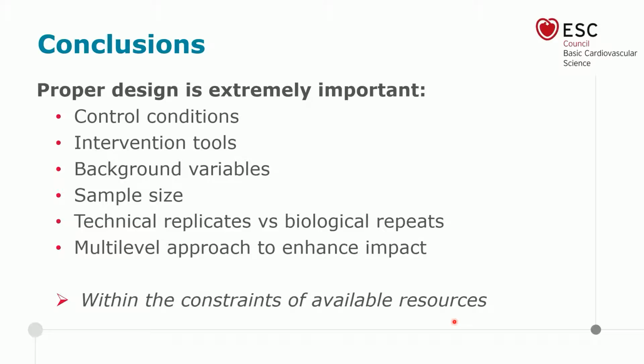And so in conclusion, proper design is, I think, extremely important. Get your control conditions right, use the correct intervention tools, correct for background variables, taking them into account, think about your sample size, technical replicates versus biological repeats, so the real biological variability versus the technical replication of the assessment. And to enhance your impact, a multi-level approach is, I think, also very important for basic science journals. And all of this, again, within the constraints of available resources. And with that, I thank you for your attention.